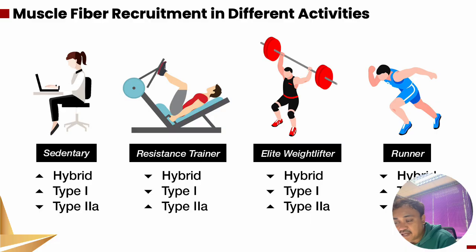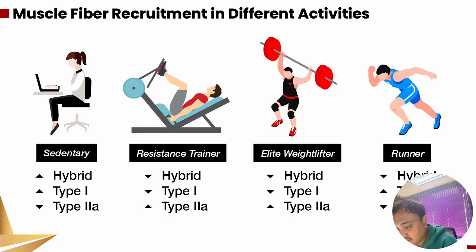Now let's apply this to real life movement. Different activities use different fiber types, and you can see that in the examples shown here on the slide. For something like a marathon, it's mostly type 1 fibers doing the work: long lasting, fatigue resistant, and very efficient. Activities like middle distance running or team sports rely a lot on type 2A, since they need a mix of endurance and speed.